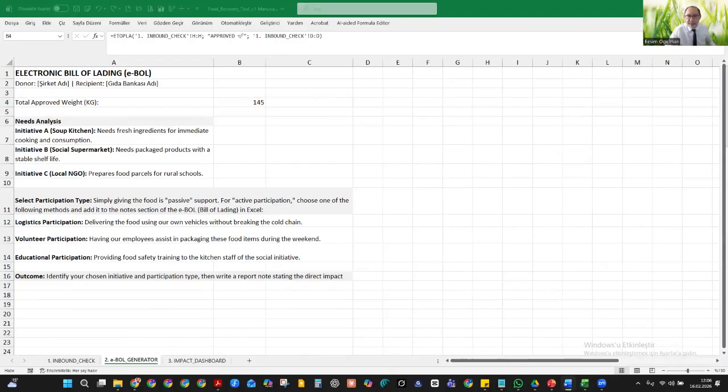The most critical point to understand here is that using such automation instead of manual data entry ensures an error-free and rapid documentation process that solidifies the trust relationship between the donor and the recipient. This is the key to an auditable system compliant with food banking legislation in Turkey.